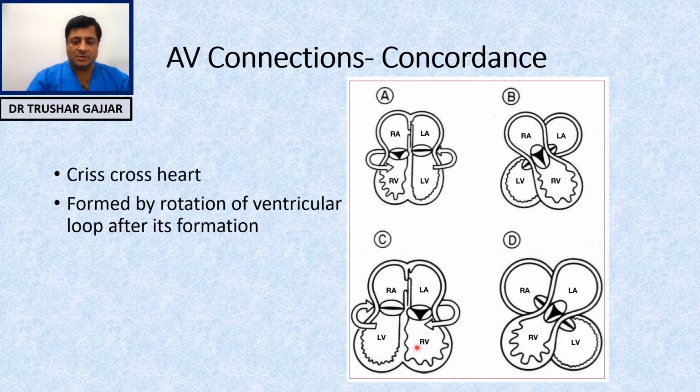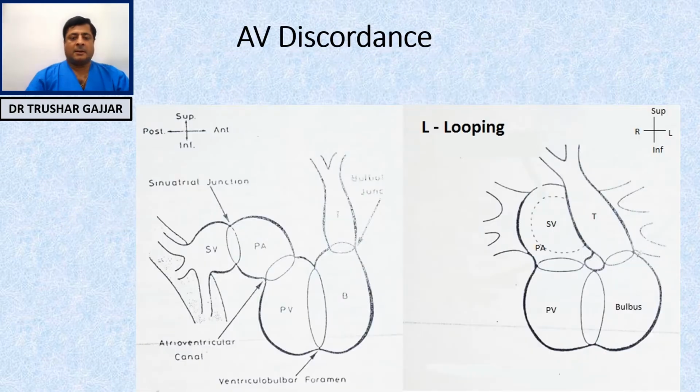Suppose the connections are discordant, then there will be anticlockwise looping, and it leads to the formation of crisscross heart. So this is discordant connection, this is concordant connection. Mechanism is only rotation of the ventricles after looping. Let us see about the discordant connection.